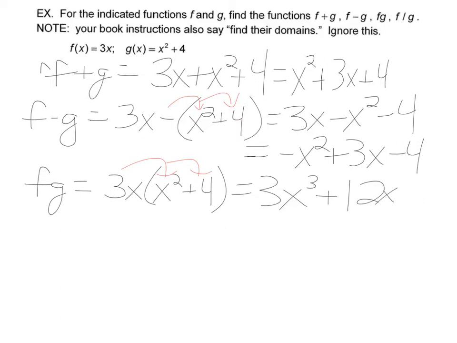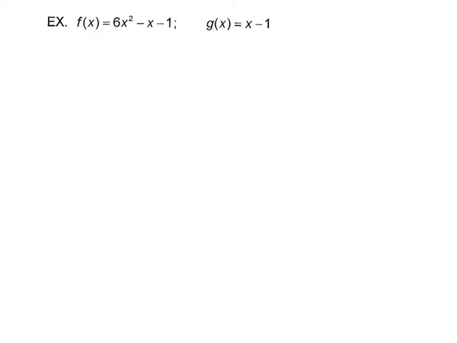And then finally the division, you just put the first one over the second one, 3x over x squared plus 4, and that's all you have to do. Let's try another one, same instruction. There are two functions, so first we do f plus g.